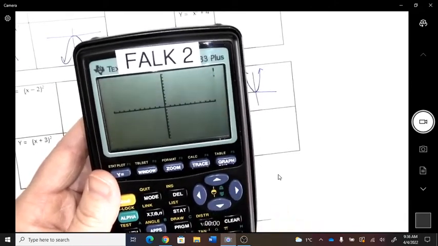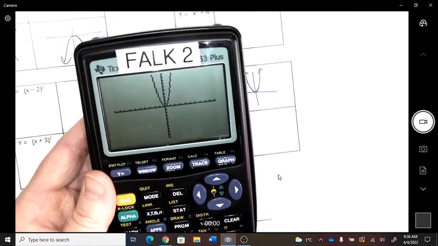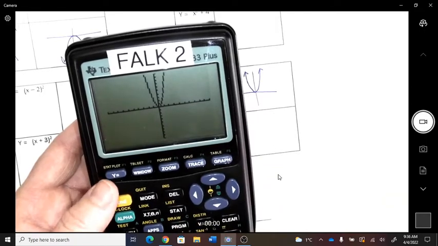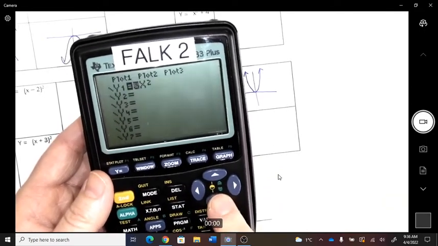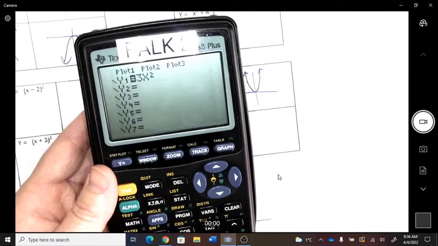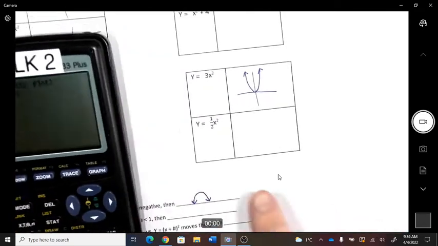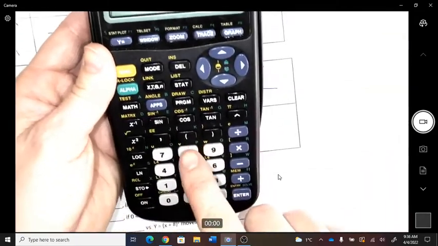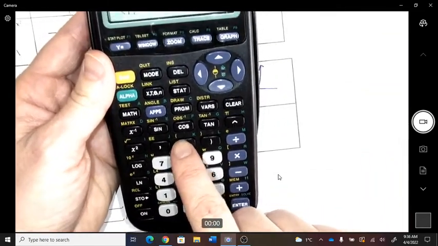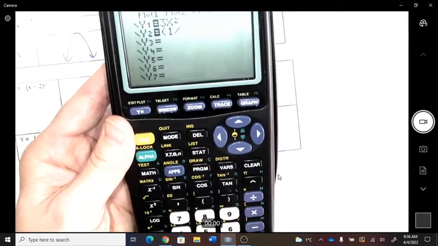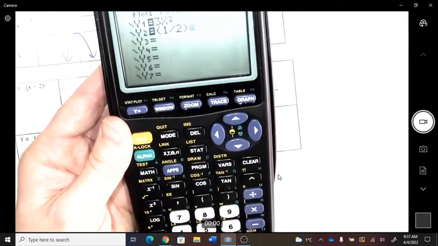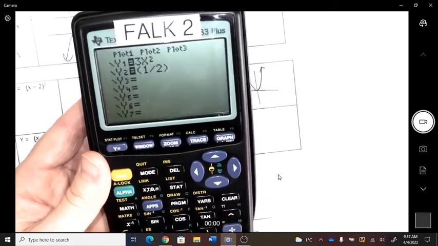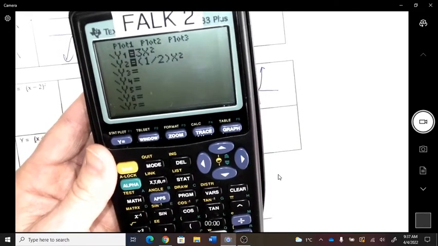Okay. Got how it looks? Do you want to leave it on there and we can graph our other one? So y equals, go to this one, go down, the down arrow. Okay, you're going to go bracket 1/2. So do you see a bracket? Bracket 1 divided by 2 bracket x squared.